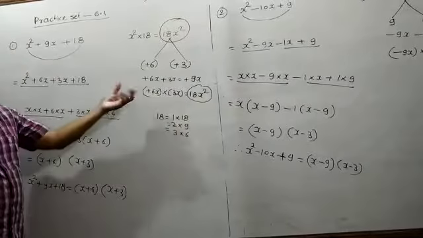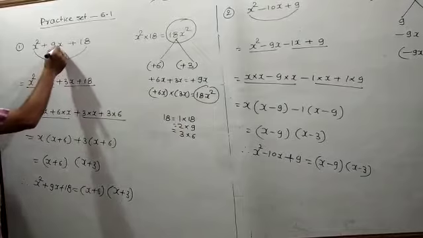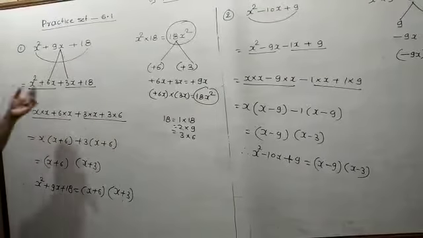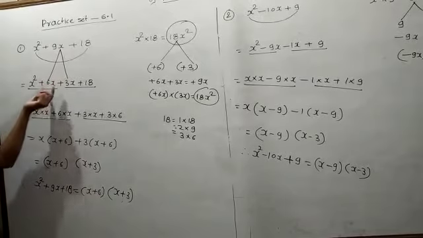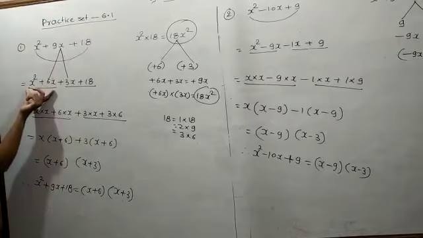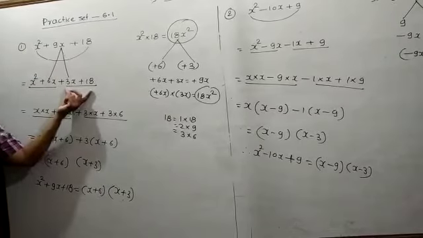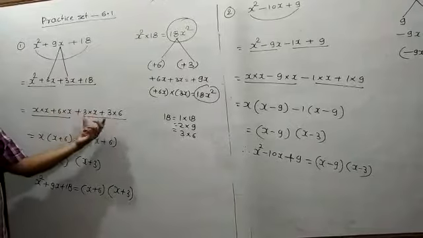So if these factors come correct, at that time you have to write the middle term as plus 6x plus 3x. 6x plus 3x already comes 9x, but you have to factorize this 9x as plus 6x plus 3x. Do the group of the first two terms and the group of the last two terms. You have to write the first two terms in product form, the last two terms in product form.